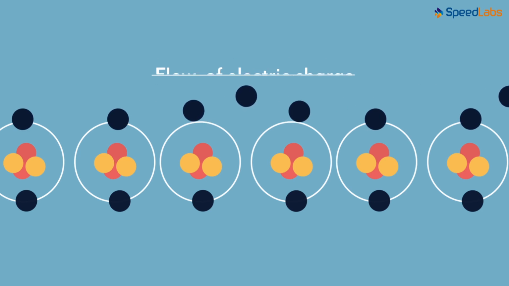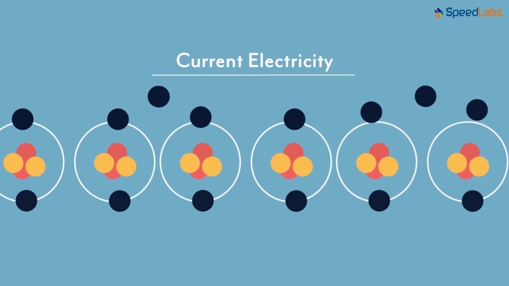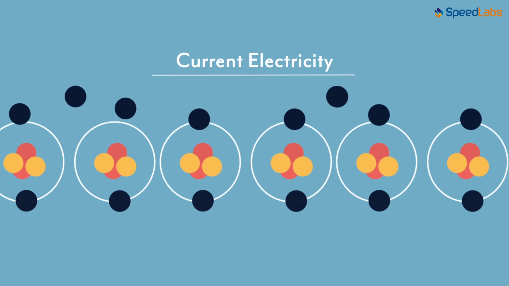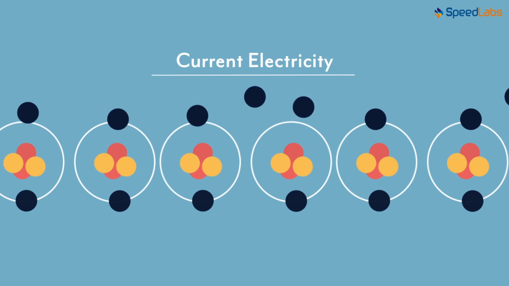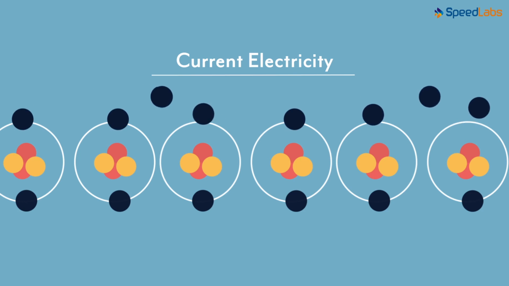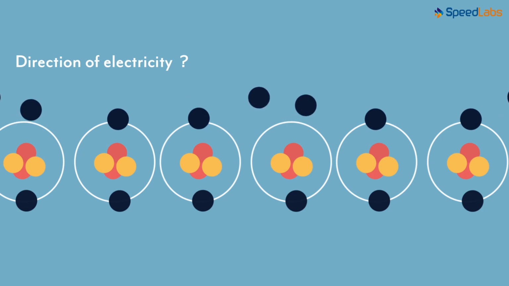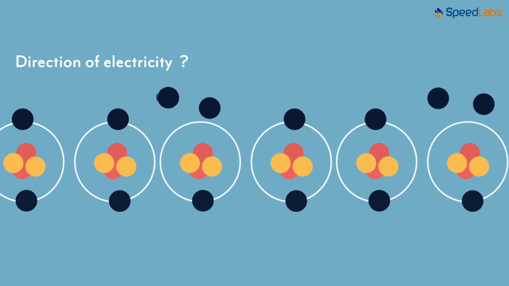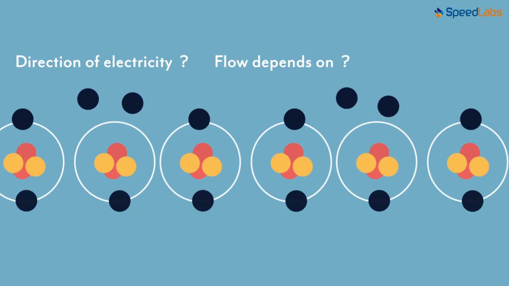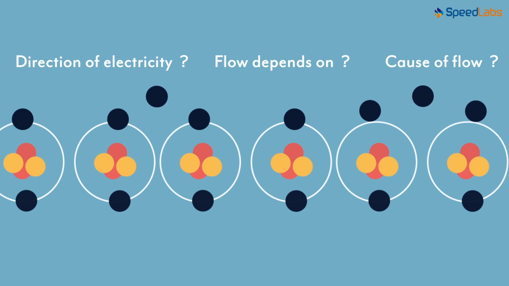This is nothing but electric current or current electricity. It's simply the constant flow of electric charge. There can be many questions bothering you now. Is the direction of electricity the same as the direction of flow of electric charge? What does the flow depend on? What causes the flow to begin? And many more. We will answer all these questions in the coming videos.